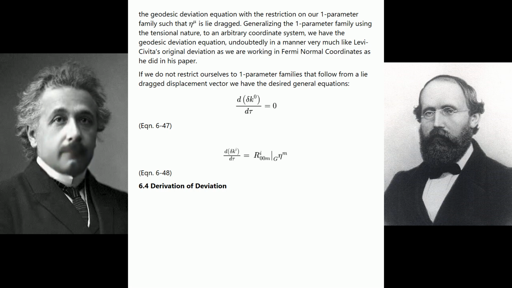Generalizing the one-parameter family using the tensorial nature to an arbitrary coordinate system, we have the geodesic deviation equation, undoubtedly in a manner very much like Levi-Civita's original deviation as we are working in Fermi coordinates as he did in his paper. If we do not restrict ourselves to one-parameter families that follow from a Lie drag displacement vector, we have the desired general equations. Equation 6-47. Equation 6-48.